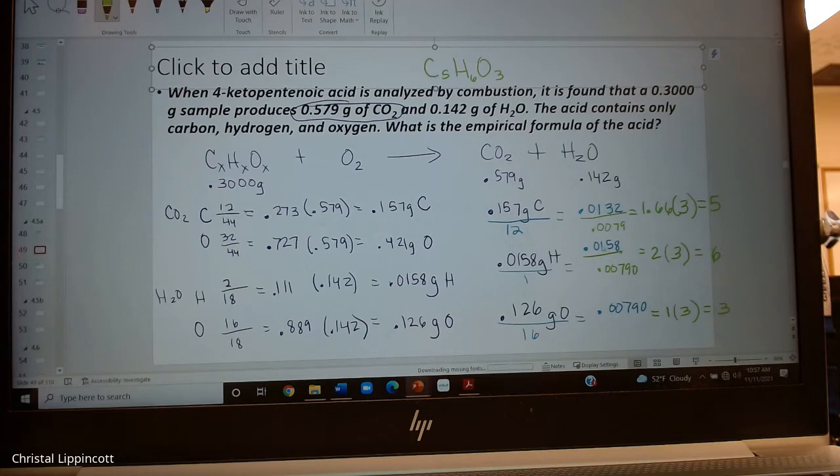That's the blue numbers here. After that, you find whichever mole value is the least and you divide everything by that. So this ended up being 1.66, this ended up being 2, and this was 1. Because this wasn't a nice whole number, we have to find the lowest number that we can multiply it by to make it a whole number. So in that case, it's 3. So this ended up being a 5, a 6, and a 3.